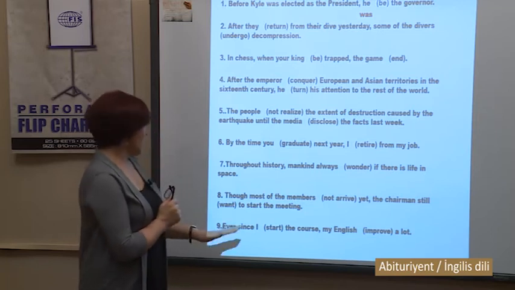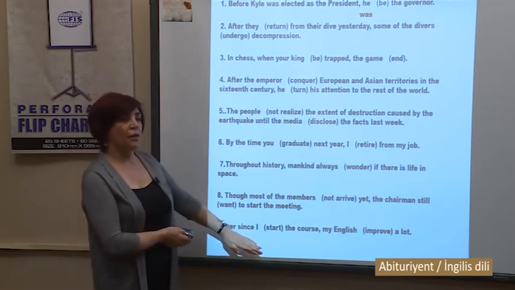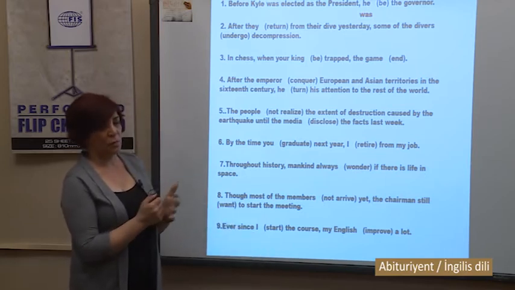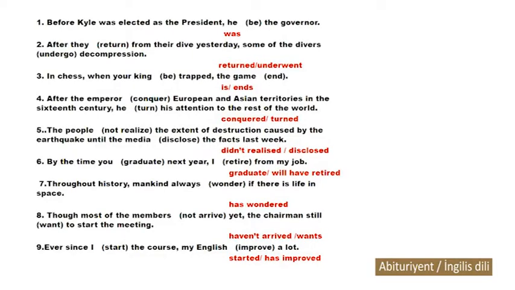The last: ever since I to start the course, my English to improve a lot. And as you know, one of the conjunctions for adverbial clause of time, it means that subordinate clause conjunction is since, and you know that the sentence which starts with since is used in the past, and the main sentence is in the present perfect, past perfect, or present perfect continuous, or past perfect continuous. Ever since I started the course, my English has improved a lot.